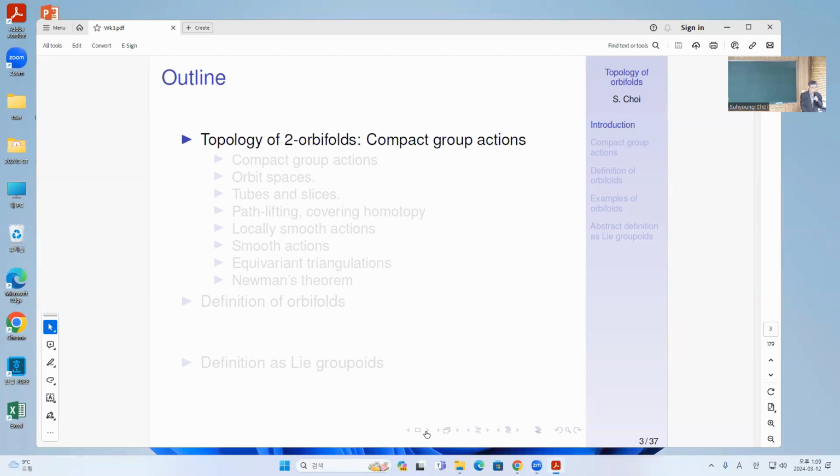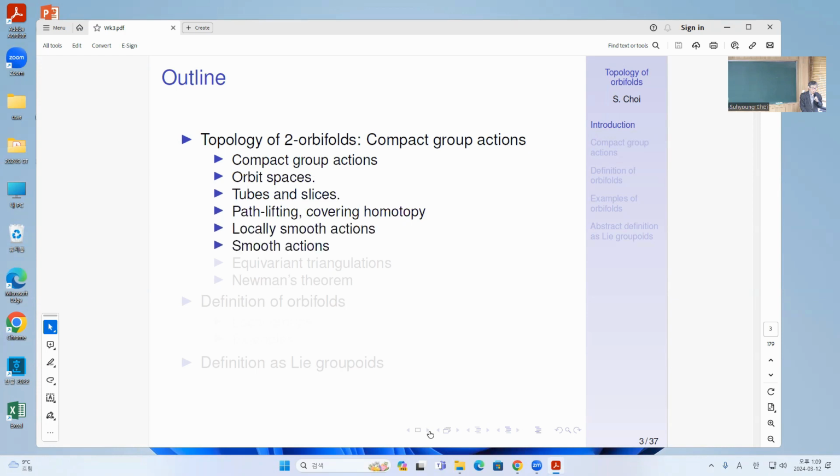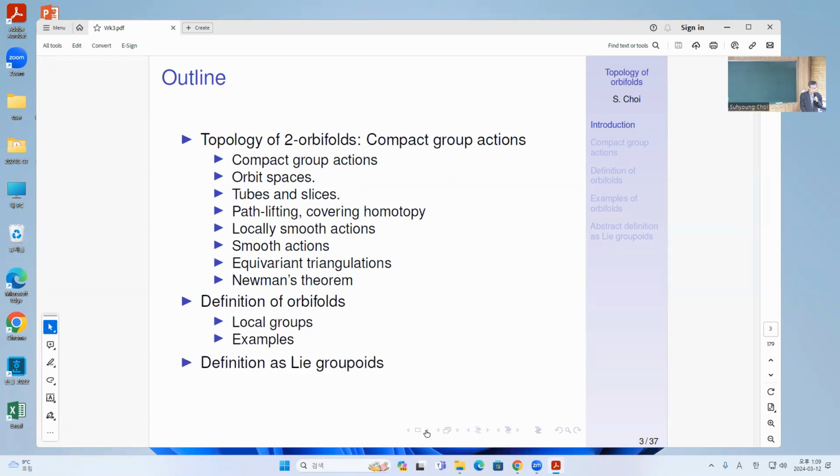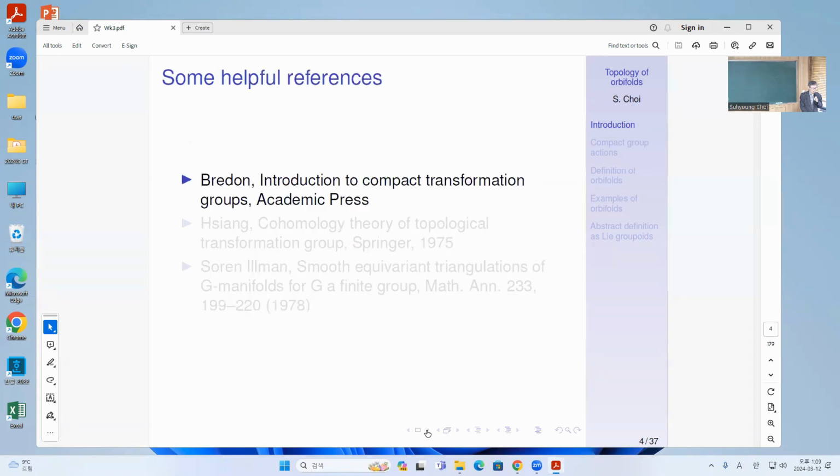So, topology of orbifolds. It's important to understand the compact group action. So we will cover the orbit space, tubes and slices, path lifting and homotopy, covering homotopy, and locally smooth actions, smooth actions, and the equivariant triangulation and Newman theorem. And then the definition of orbifolds, local groups and examples, and the definition as Lie groupoids. Okay, so here again, the groupoid means something else than what I said at the beginning.